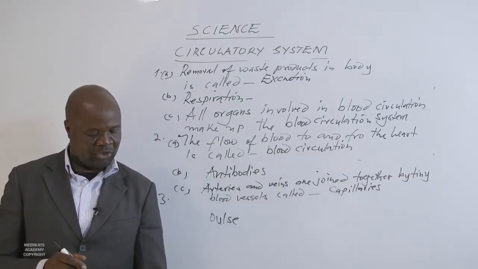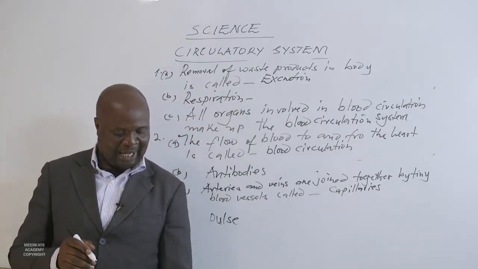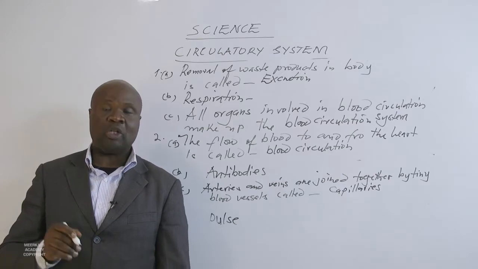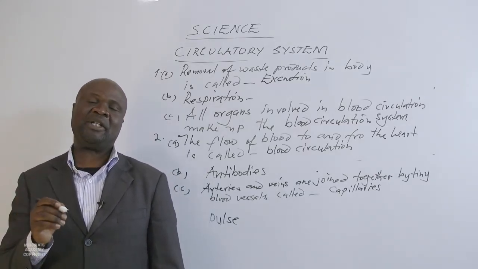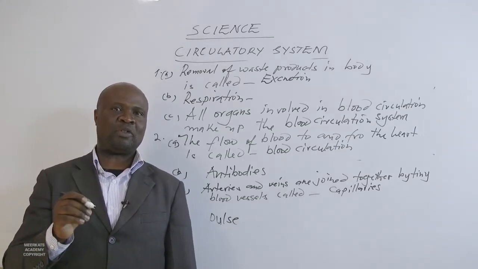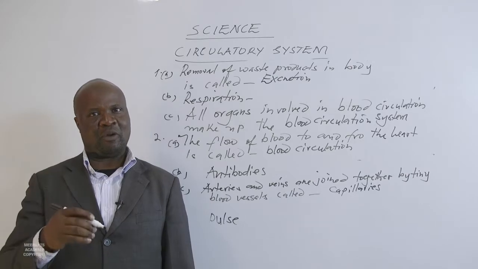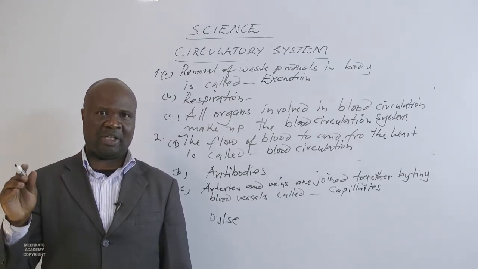But here, we want to talk about what is the main artery. The main artery and the main vein, respectively. So I say the main artery is the aorta. I repeat again, the main artery is the aorta that is responsible for removing blood from the heart to different parts of the body. It pumps.